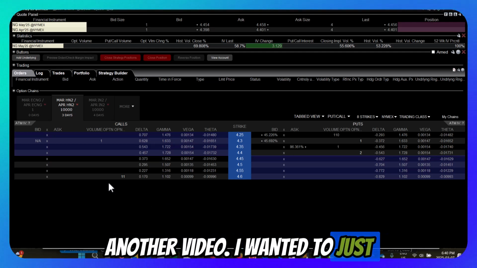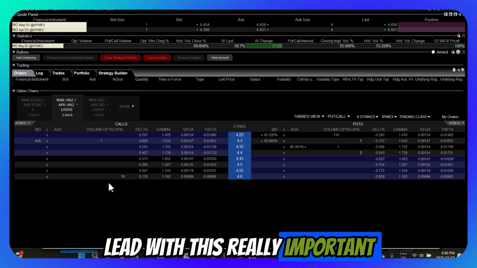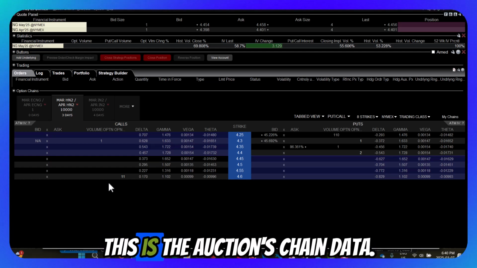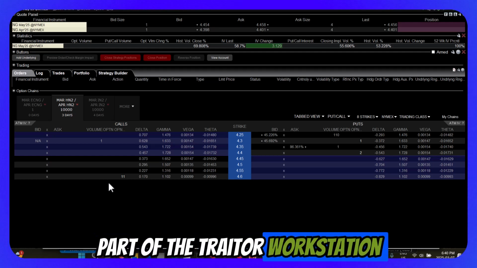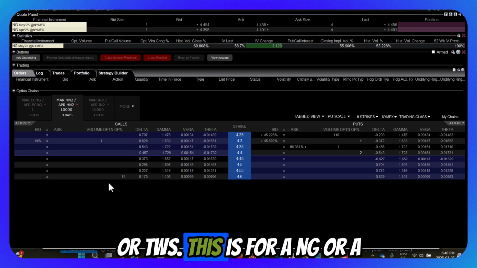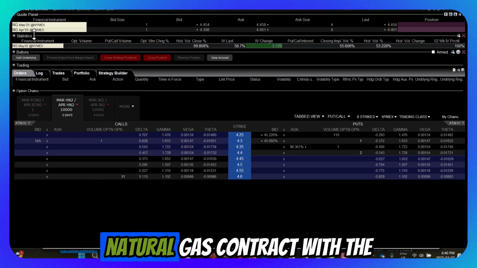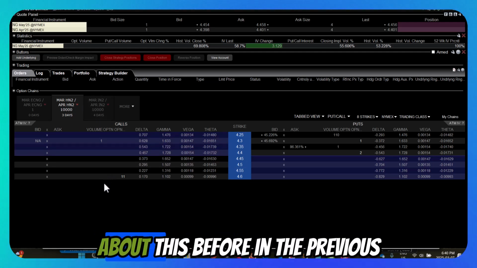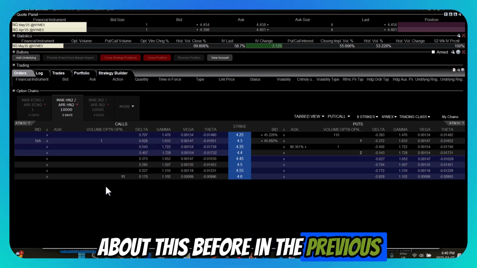I wanted to just lead with this really important screen. This is the options chain data. It's part of the Trader Workstation, or TWS. This is for an NG, or natural gas, contract with the options chain data. I've talked about this before in the previous video.